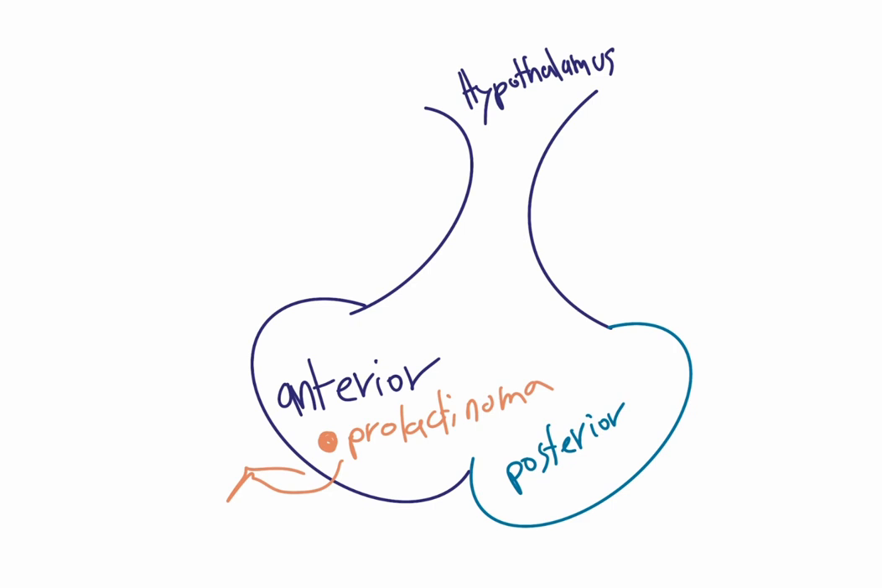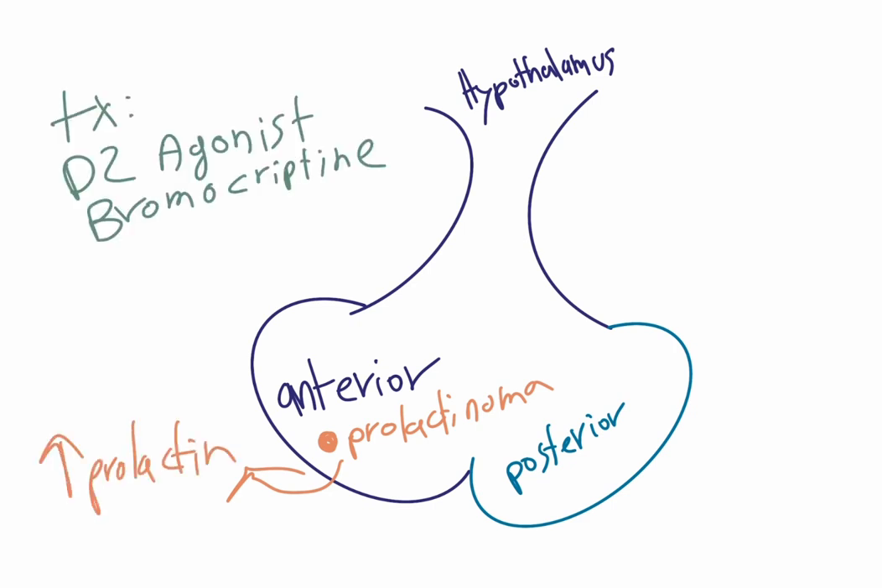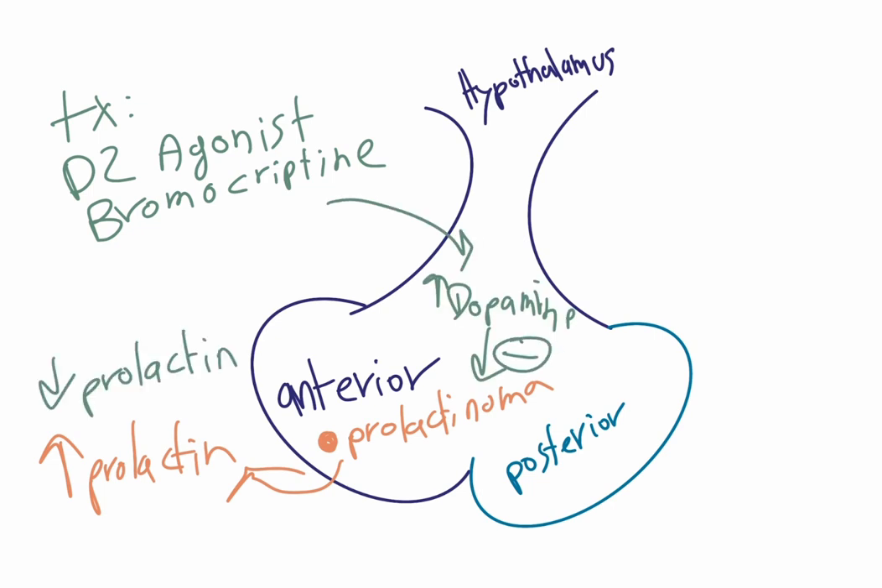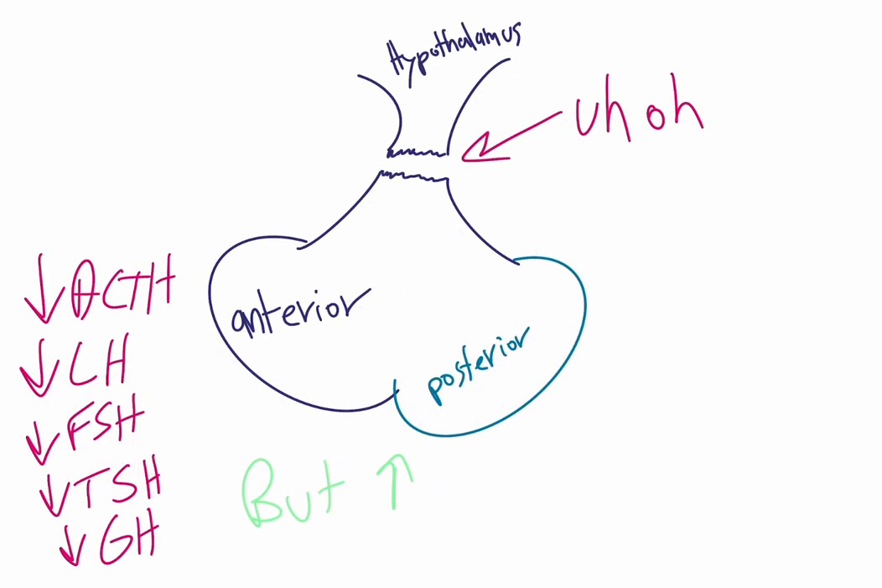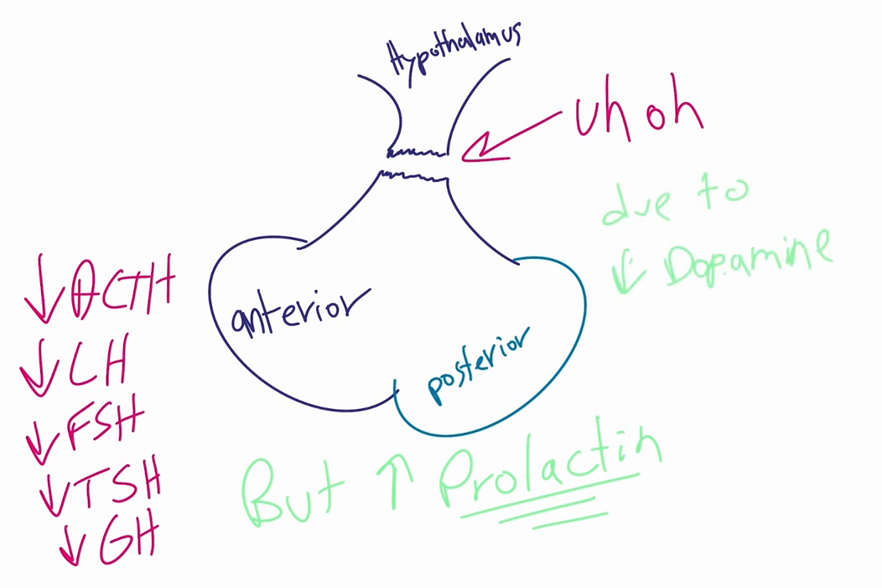On the flip side, when treating prolactinomas, standard therapy is a D2 agonist like bromocriptine, which restores dopamine's inhibitory effect and reduces prolactin levels. So the bottom line is that severing the pituitary stalk reduces the stimulatory input to most anterior pituitary hormones, causing their levels to drop. But prolactin increases due to the loss of dopamine, because the loss of dopamine removes its normal inhibition.